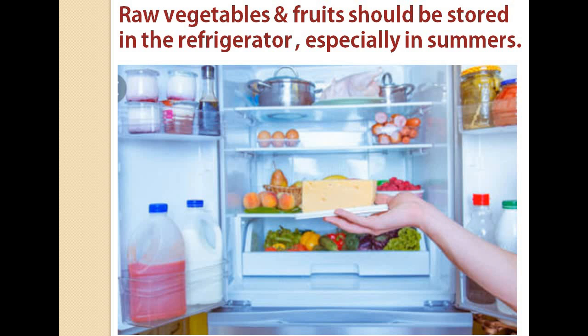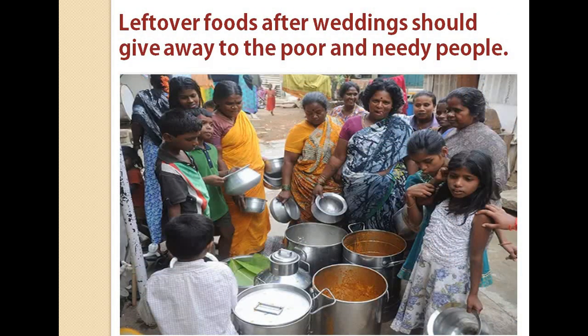Another option for avoiding food wastage is that leftover food should be refrigerated and consumed as soon as possible. Many times it happens that a lot of food gets left over after weddings and other parties. We should give away that food to the poor and needy people. Actually, there are many methods by which we can manage the wastage of food, such as raw vegetables and fruits should be stored in the refrigerator, especially in the summer. We should take food in small servings so that we can finish everything on our plate. And one more method is that cut fruits and vegetables and cooked food should be kept covered.